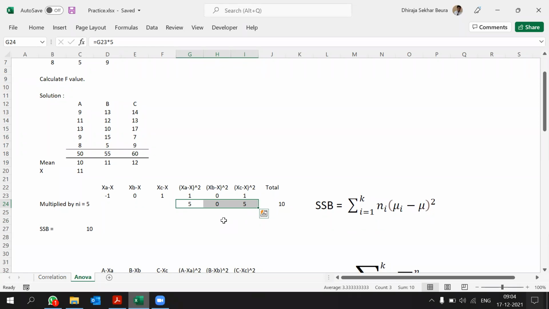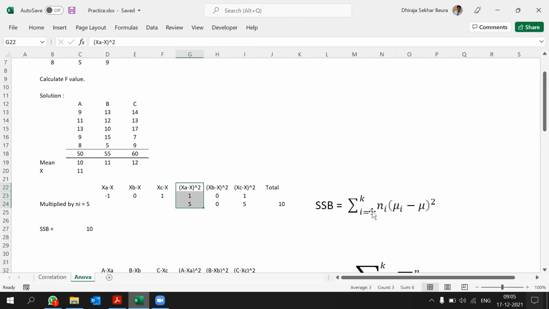If you look at it here, there are 3 series. You are just adding 1, 2, 3. Each of these represents each series: XA, XB, and XC. So this summation is only for the number of series. That's what we are doing. If you replace I with 1, N1 multiplied by mean of 1 minus overall mean. That's what we are calculating here.